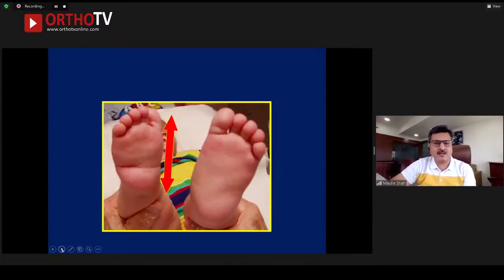Now, this is a case where there was bilateral Clubfoot. The left side was typical and the right side was complex.